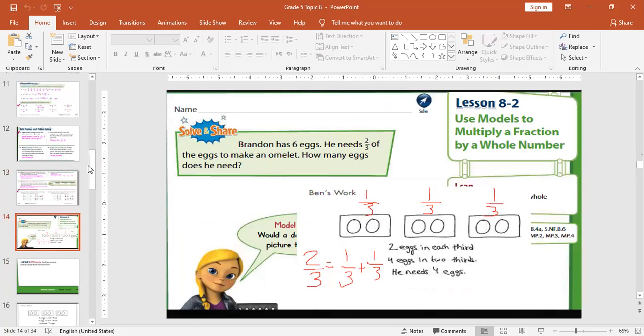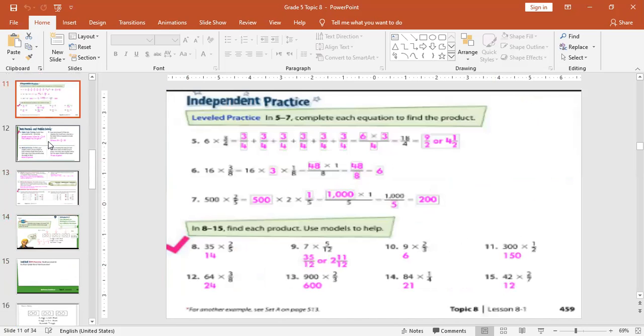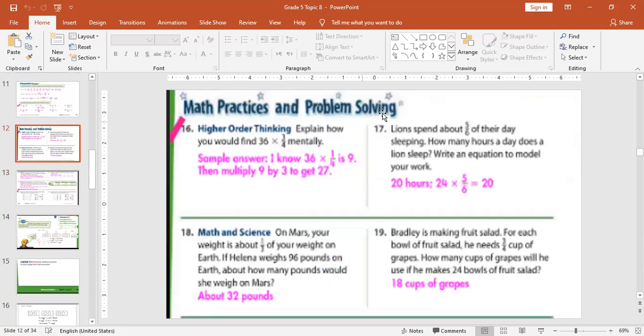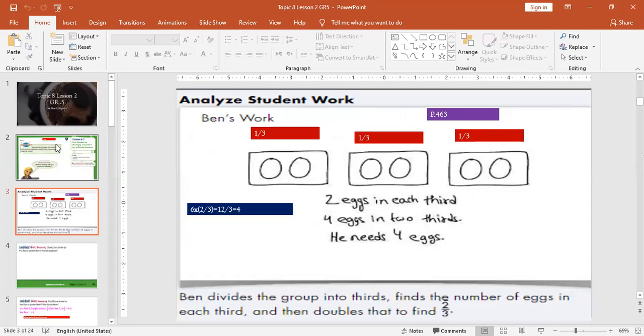So I will complete lesson 8-2. Okay, just a second and I will share it with you. Okay, let's complete lesson 8-2.